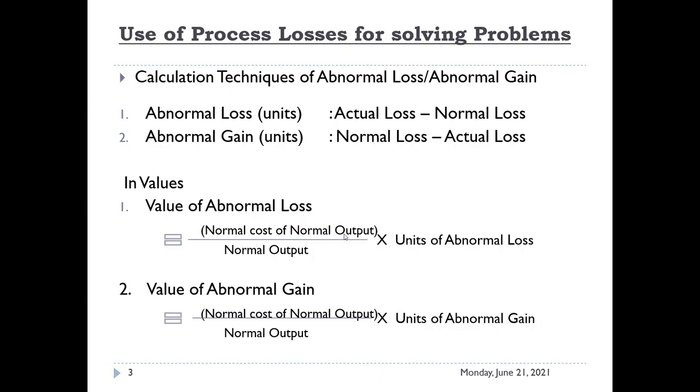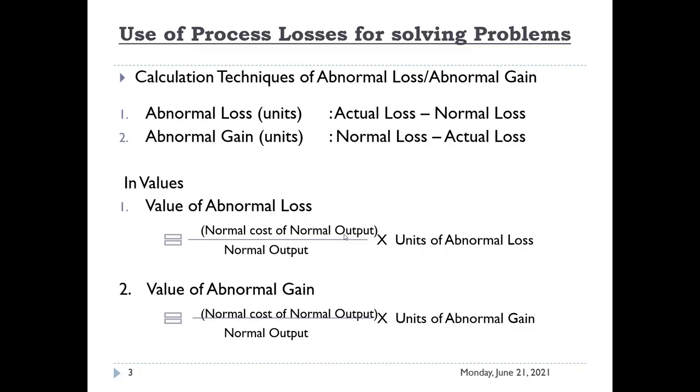Okay, this is in debit side. In credit side, first of all, what should we write? Abnormal loss or normal loss. Say normal loss 100 units. So actual output should be how much? 900. But here the output is 850. So in that case, the actual output should be 900, but we are getting 850. That means 50 units is our abnormal loss.